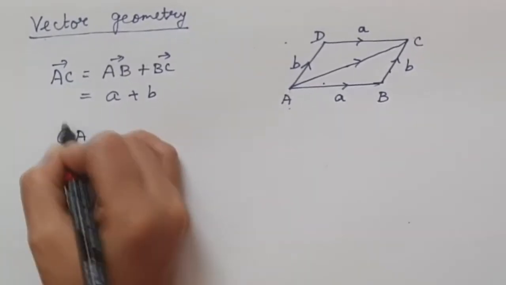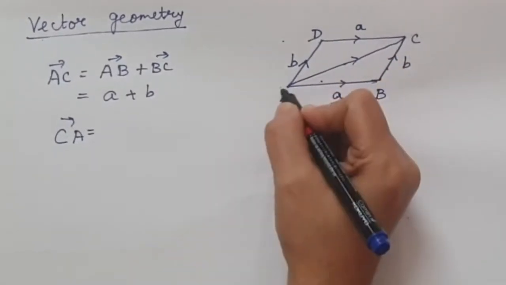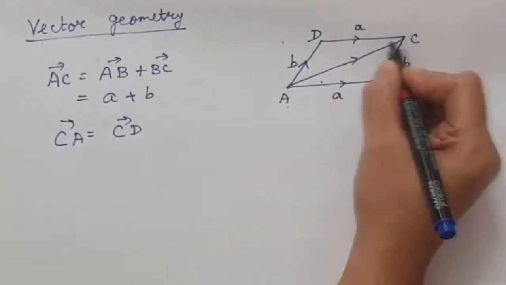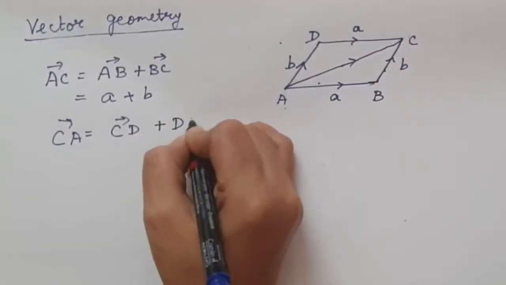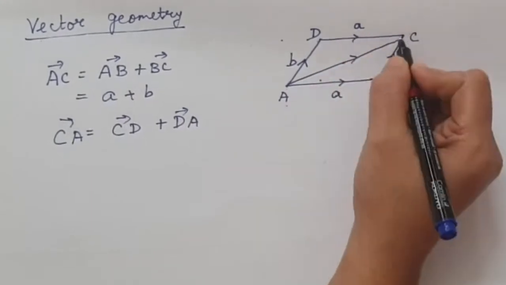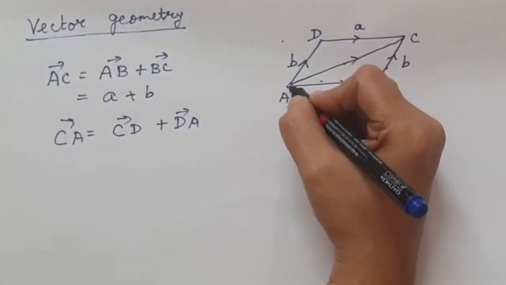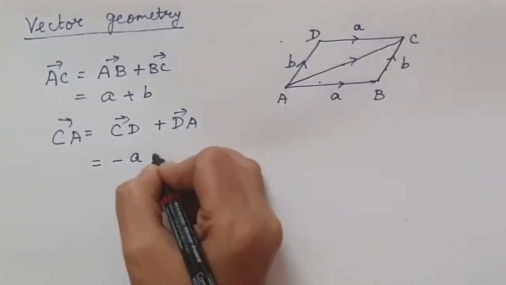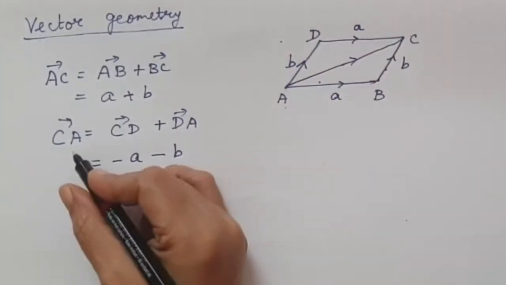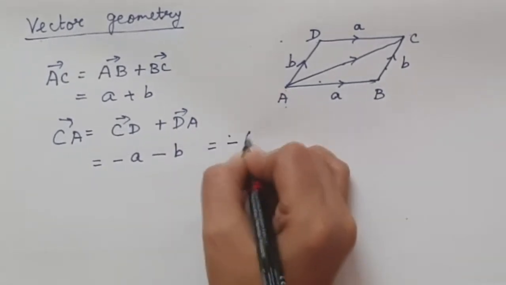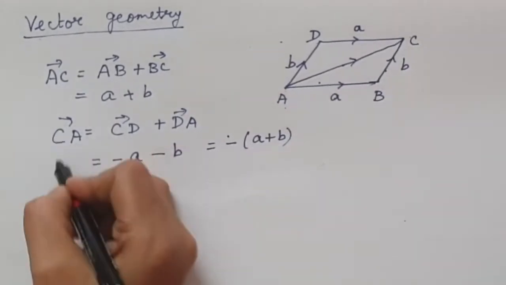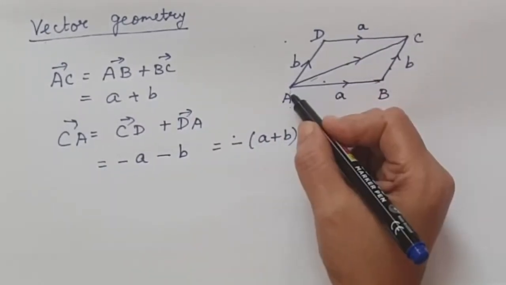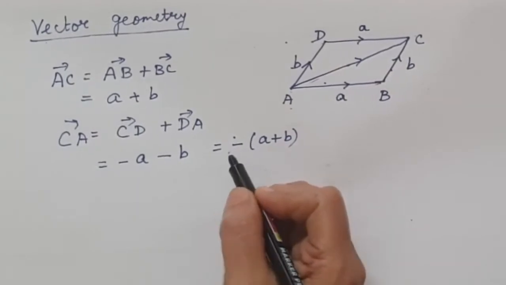In case we have to write CA, that is from C to A, we start at C: CD plus DA. Now CD is against the arrow, so it is minus A, and DA is also against the arrow, so it is minus B. So CA will be equal to minus of A plus B. CA and AC have the same length, but they are in opposite directions. That is why you get a minus 1.